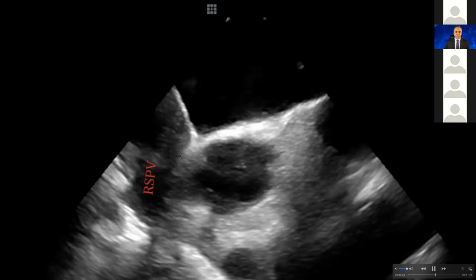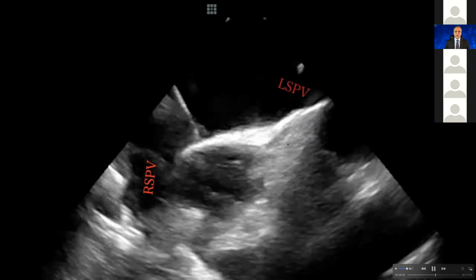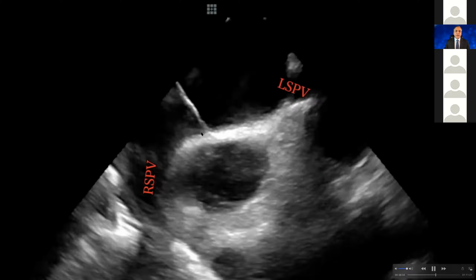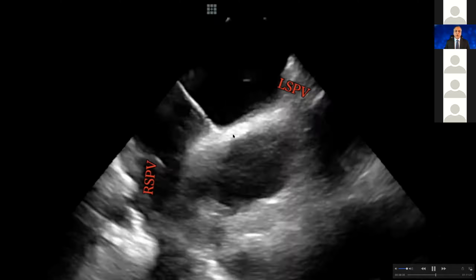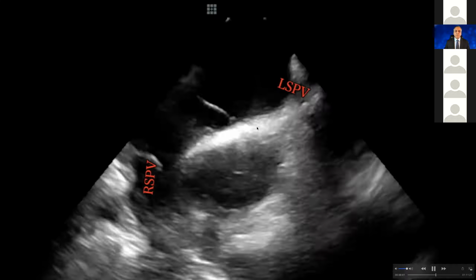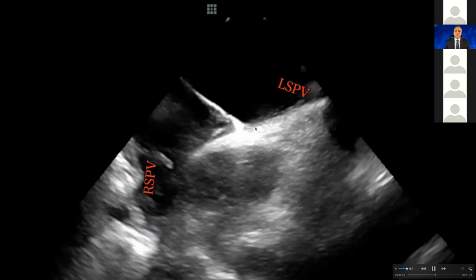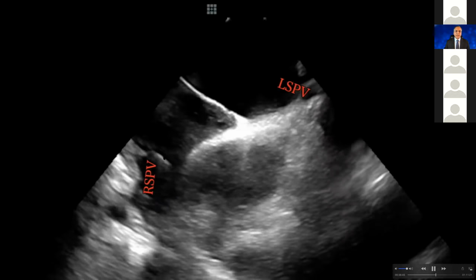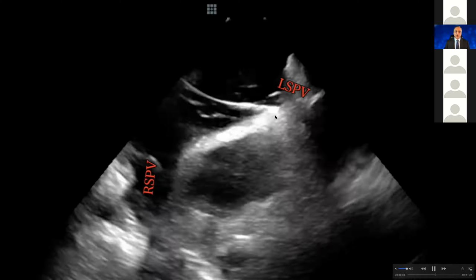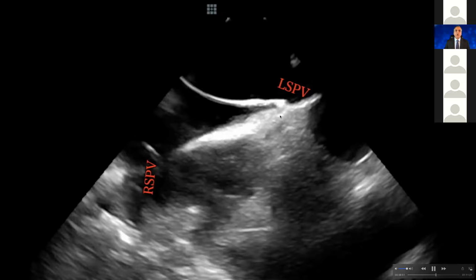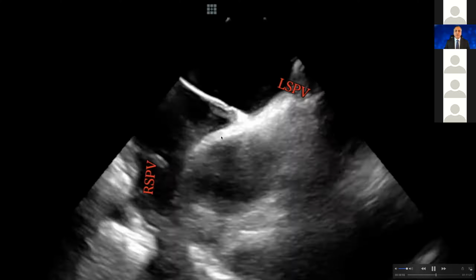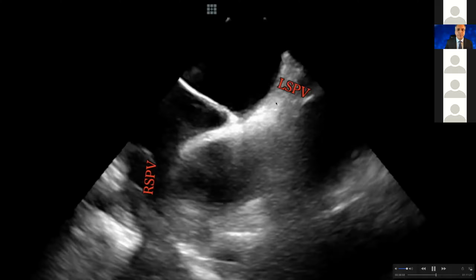You can appreciate here, this is another patient. Patient is already in AFib. You can see right superior pulmonary vein, left superior pulmonary vein, and this is the descending aorta. And you can appreciate that this is the roof between the left superior and the right superior pulmonary vein. So you can make a roofline just by looking at your intracardiac echo and burn from here to here and finish that entire roofline.